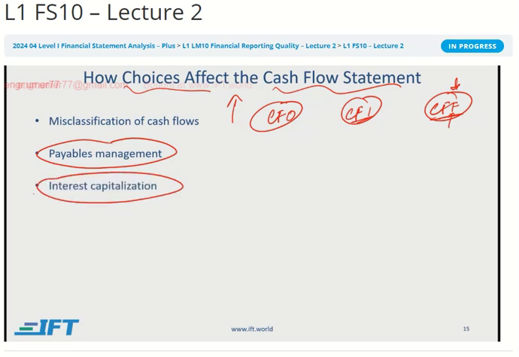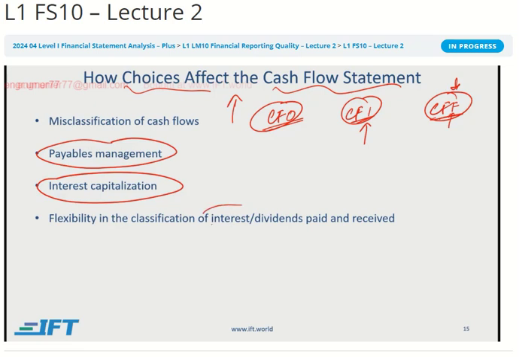Interest capitalization. This is something that we have discussed in respective learning modules earlier, that if you're paying interest on, let's say, the construction of a building, well, that can be treated as an investing cash outflow, because that will be capitalized. It will be treated as part of the investment into that building, right? So that cash outflow can be treated as an investing cash outflow instead of an operating cash outflow. And therefore, if it's not treated as an operating cash outflow, then you will have a higher cash flow from operating activities.